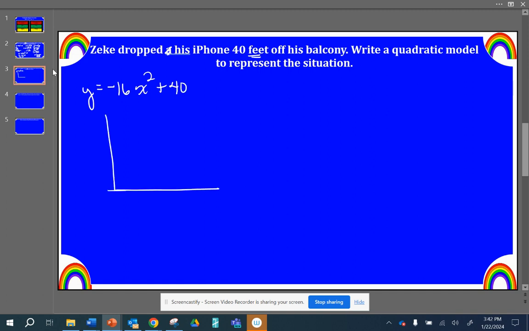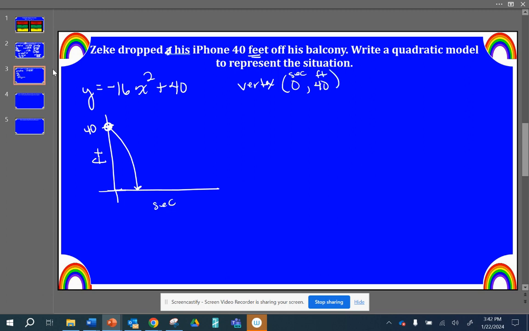So again, I like to do a little sketch. We have seconds, and this is going to be feet. And so we'll call this 40. So at 40 feet, he drops the iPhone. And then we're going to find out how long it takes. So our vertex is also the y-intercept, the initial height. So at 0 seconds, the phone is 40 feet off the ground.